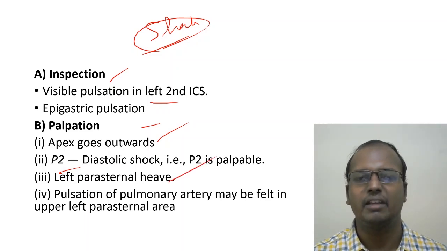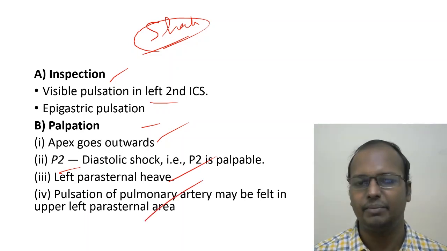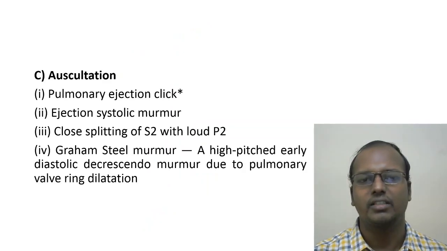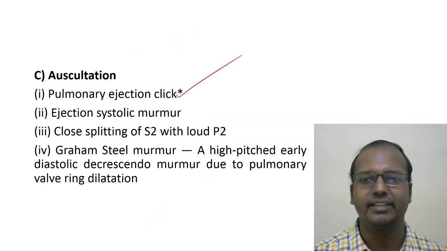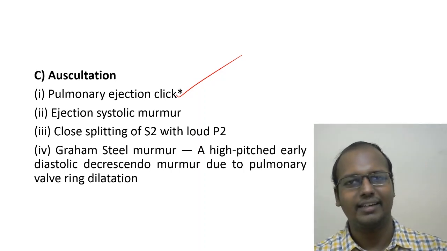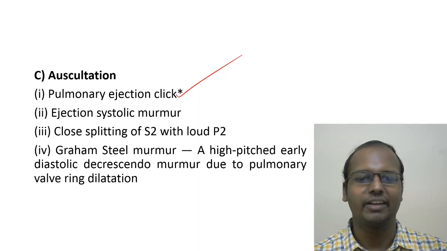A left parasternal heave can be there because of right ventricular hypertrophy, and pulsation of the pulmonary artery may be felt in the upper left parasternal area. Auscultation will reveal a pulmonary ejection click. There are certain points which we discussed already, right? What are the classical points I discussed about the pulmonary ejection click?